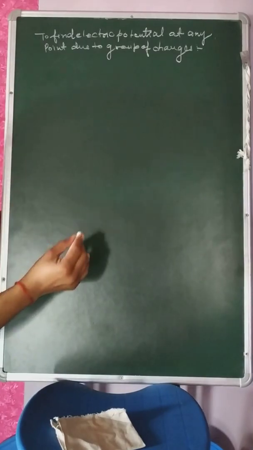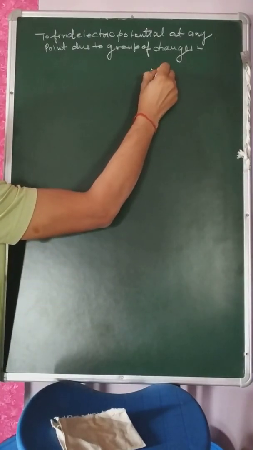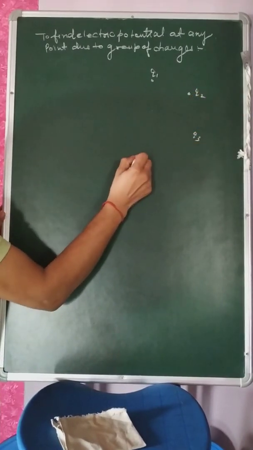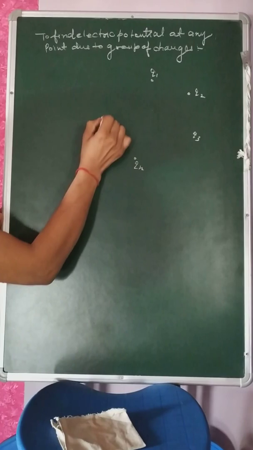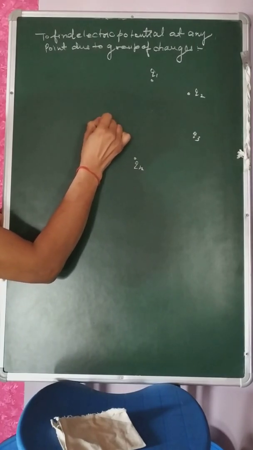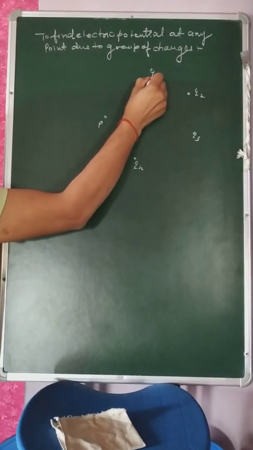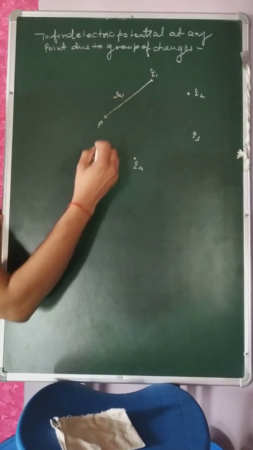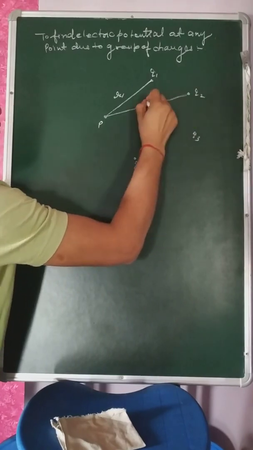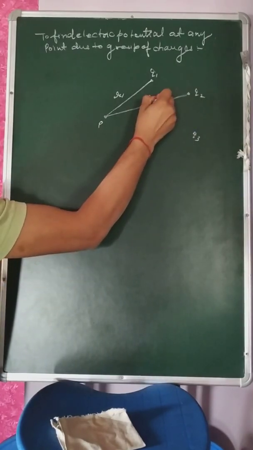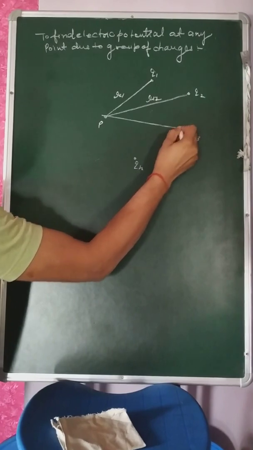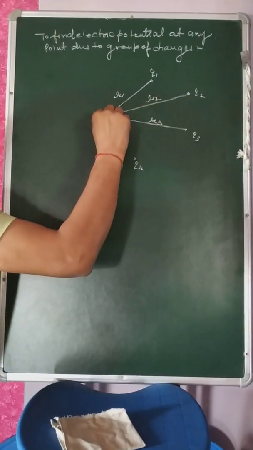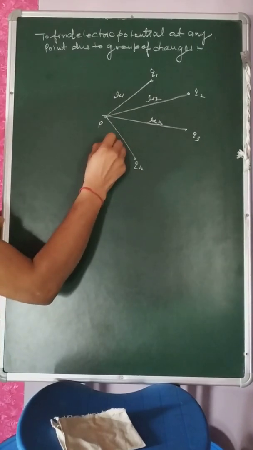Let us consider here are the n charges. This one is the Q1, second one is the Q2, third one is suppose Q3, and the last one is suppose Qn. And we have to find the electric potential at this point P. And the distance of this point P from this charge Q1 is suppose R1, and the second one is suppose R2, third one is suppose R3, and fourth one is suppose R4, R5, and so on. And for the last, the distance is suppose Rn.